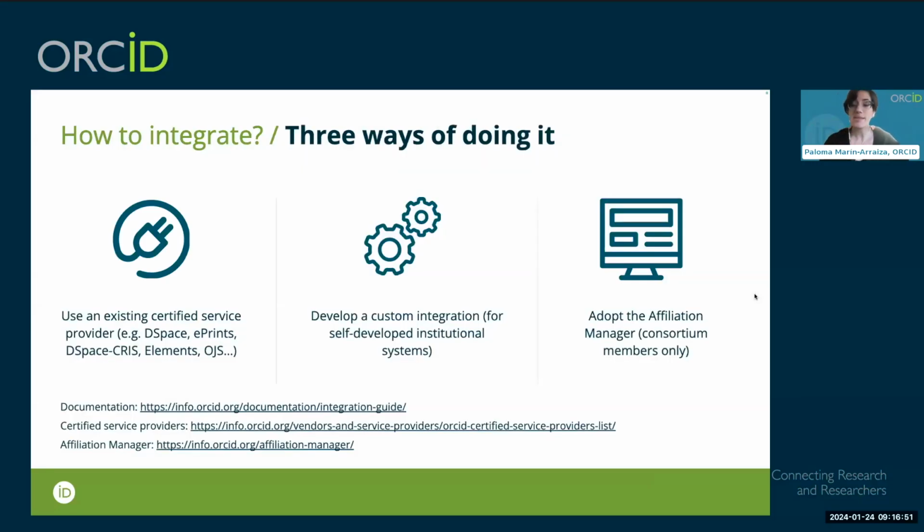When it comes precisely to the integration, there are three ways of doing it. As mentioned, we will cover them in separate sessions, but it is fine to have a bit of an overview here. You can use an existing certified service provider, for example, DSpace CRIS, OGS, Symplectic Elements, etc. Those systems already have ORCID capabilities that have been checked by the ORCID team, and they fulfill ORCID best practices. Also, if you work with a service provider that isn't certified, get in touch with us because we will be more than happy to contact them and analyze potential best practices.